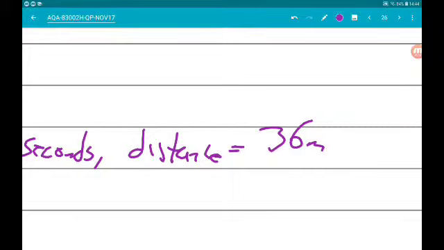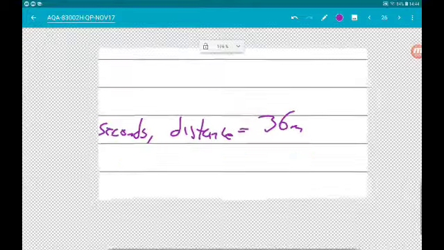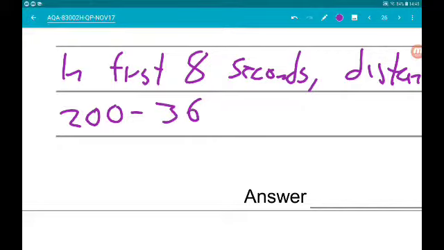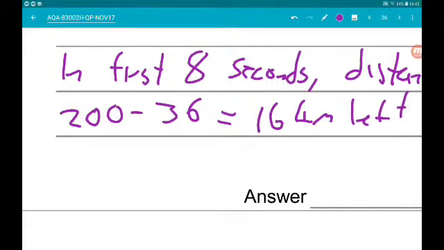So she's ran 36 metres up to here. Now that means that there is 200 minus 36 left to run, which is 164 metres left. Now we know she's doing the rest at 9 metres per second. So what we need to know is how much time it takes to complete the race.